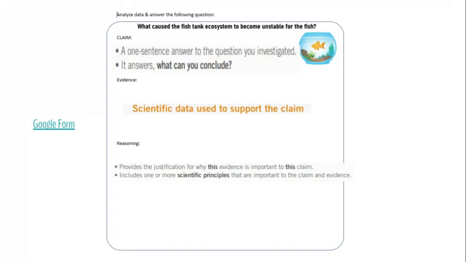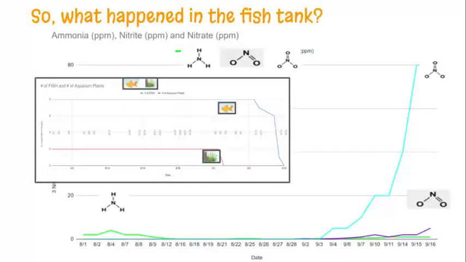So there's a Google form that you are going to complete and submit for your credit today, and figure out how the nitrogen cycle then is impacted and why our fish were not able to live in this environment for a long period of time, and why the environment became unstable. So have fun with it. We love to read your answers.